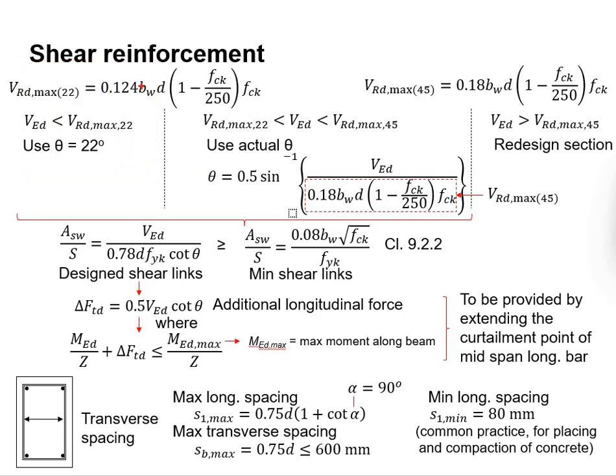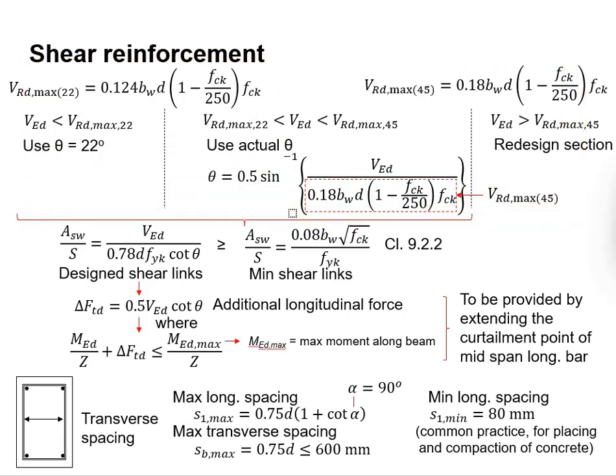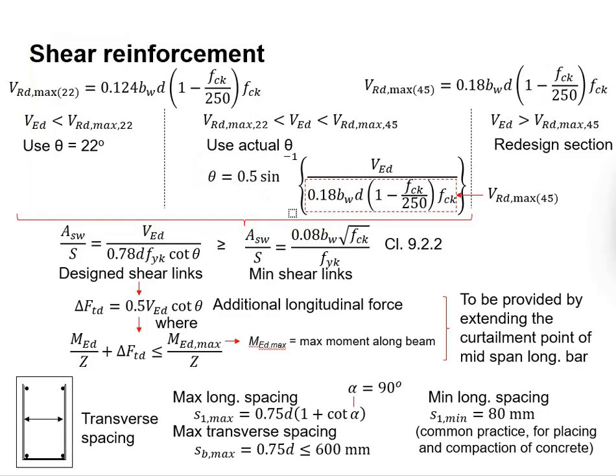Now, if the shear load is greater than the 22 degree limit but less than the 45 degree limit, you will need to use this formula for you to determine the exact angle of the compressive strut. I hope you can still recall this calculation process. If you wish to know more, you may refer to chapter 5, which provides a detailed explanation on how you obtain the angle. Now, during the design for the shear reinforcement, the angle has already been obtained.